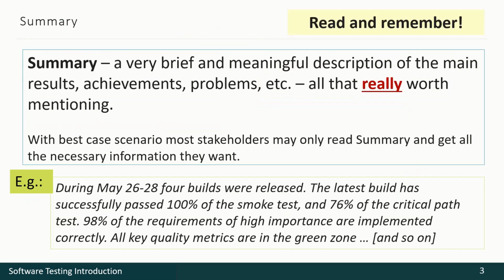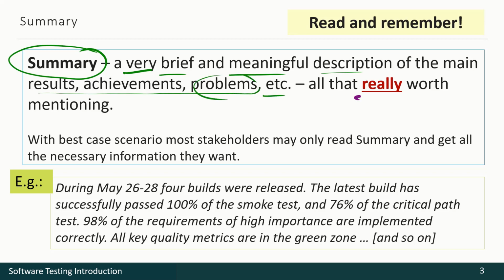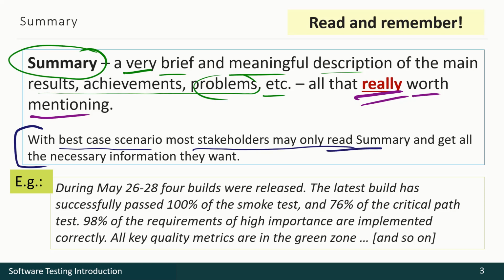The first section is summary. It's a very brief and meaningful description of all the results, achievements, problems, etc. Something that is really worth mentioning. And as we can see here, yes, in the best case scenario, most stakeholders may only read the summary and go to do some other useful work.